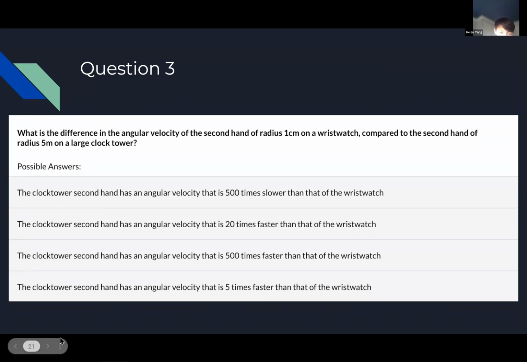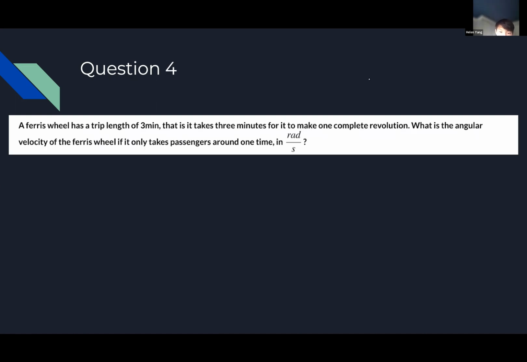Okay, so this question asks, what is the difference in the angular velocity of the second hand of radius 1 centimeter on a wristwatch compared to the second hand of radius 5 meters on a large clock tower? And the answer is, I forgot what the answer is in here, but the answer is no difference. So just leave that.